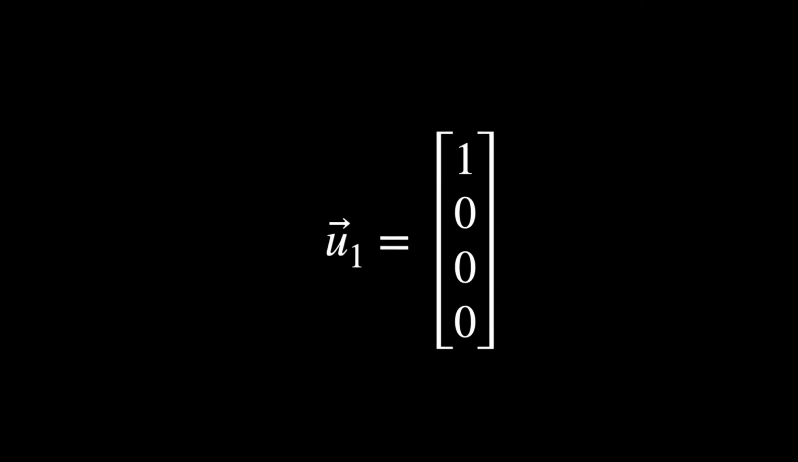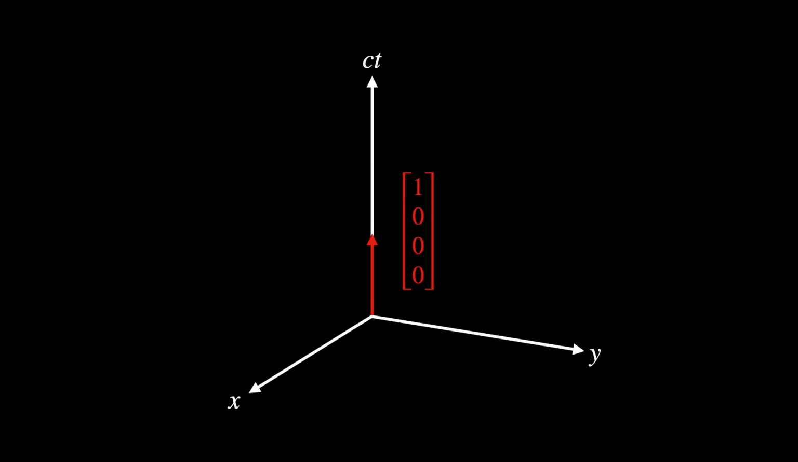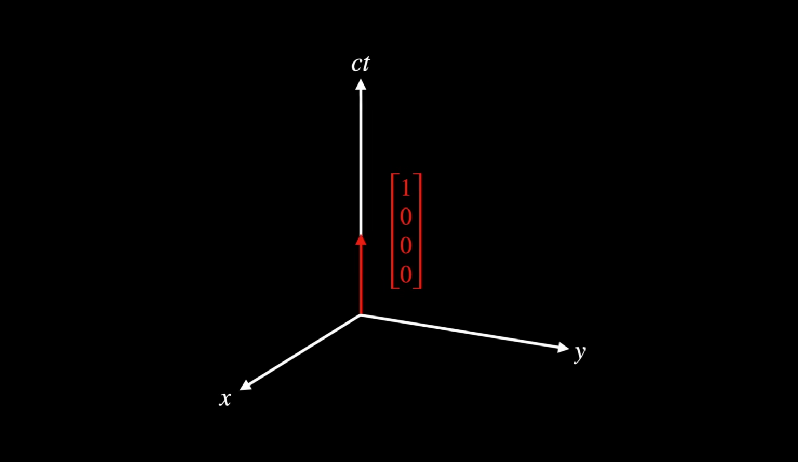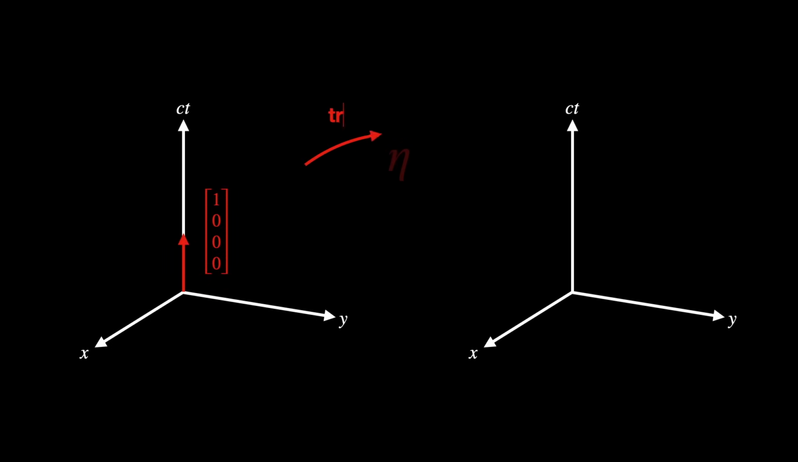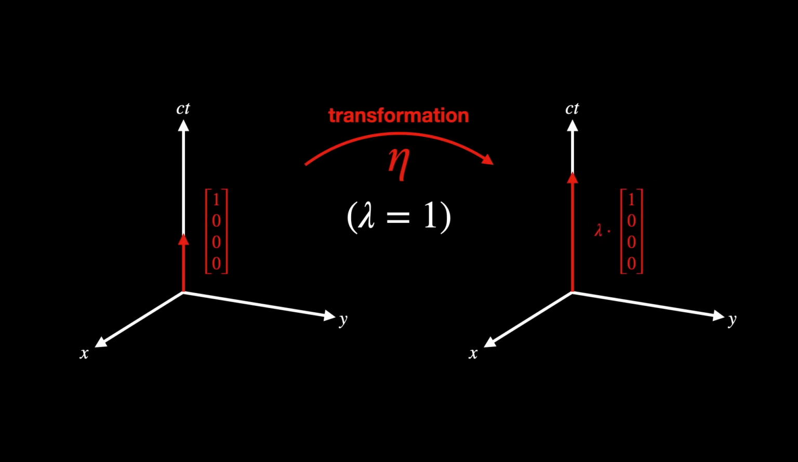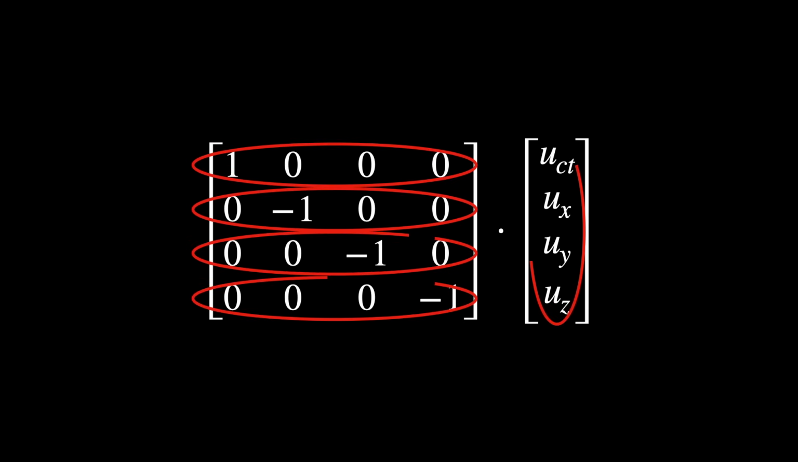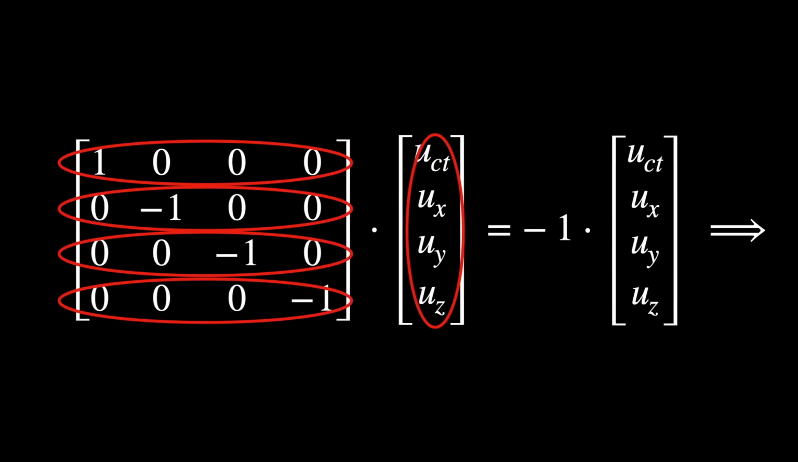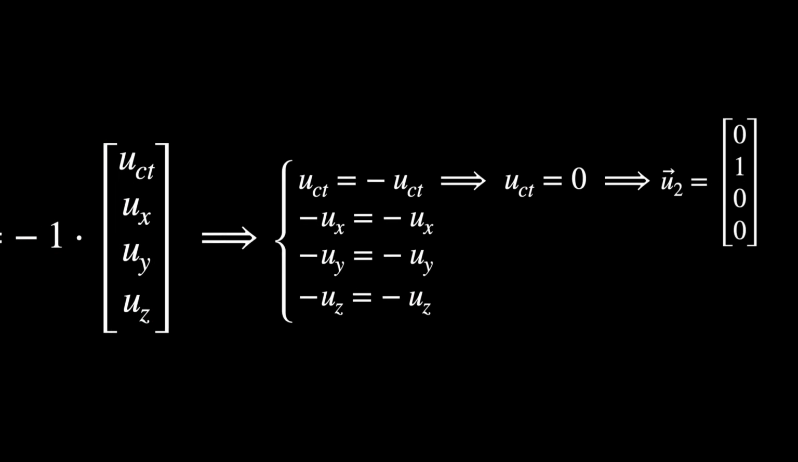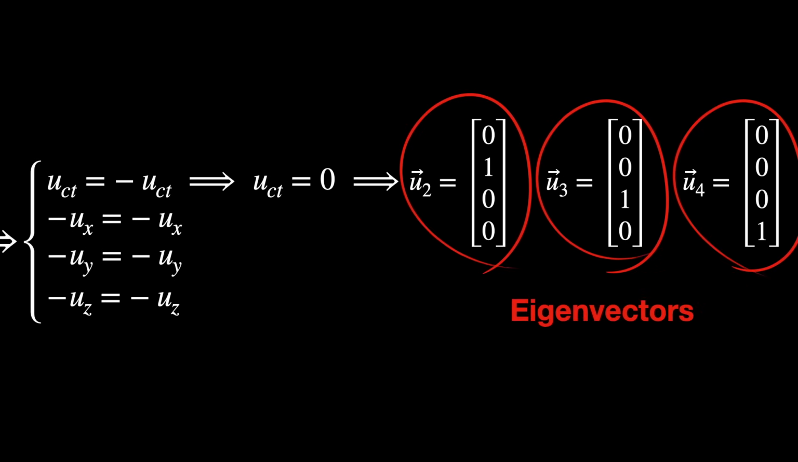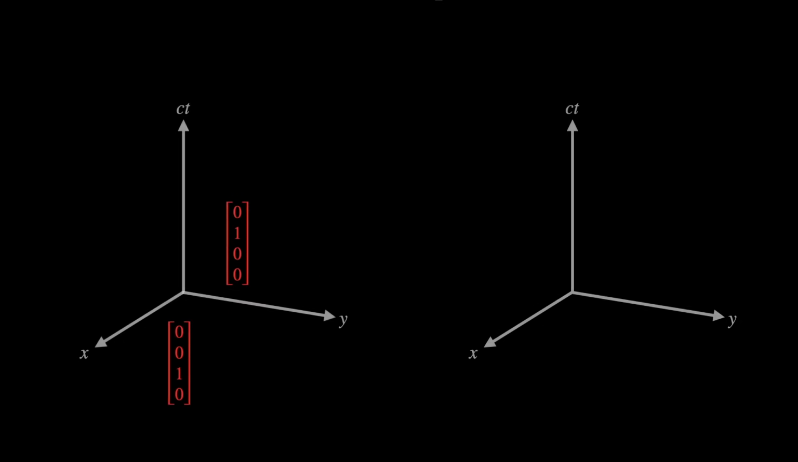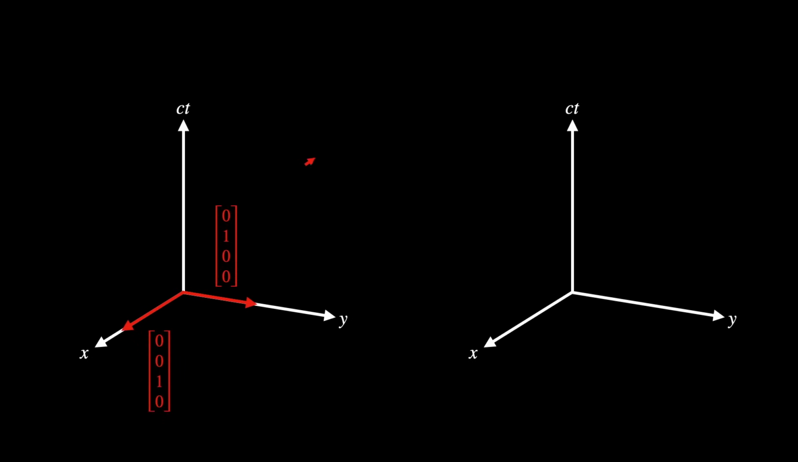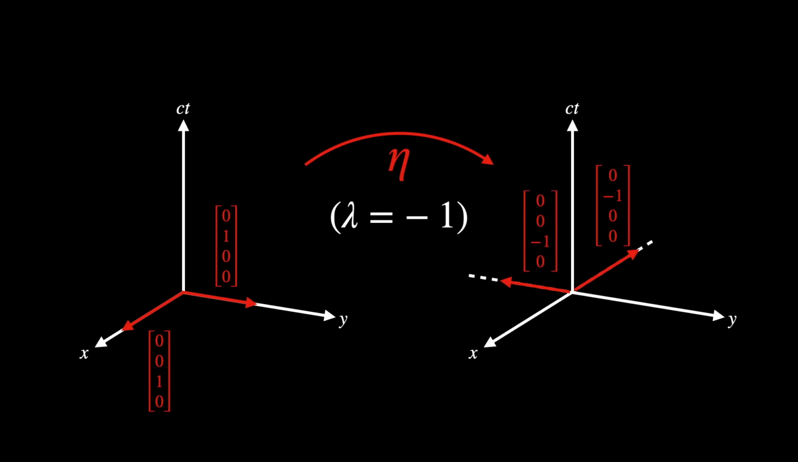This eigenvector represents the c-time direction. Any vector along this direction is preserved, so with eigenvalue lambda equals 1, under transformations that respect this metric. For the eigenvalues -1, which are threefold degenerate, we have these eigenvectors. These eigenvectors represent the spatial directions. Any vector along these directions flips signs, so with eigenvalues lambda equals -1, under this kind of transformation.